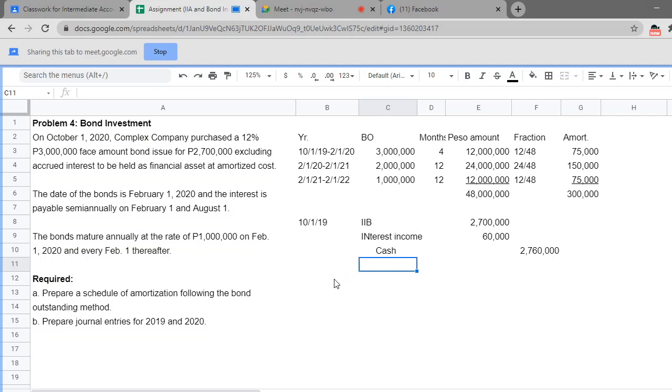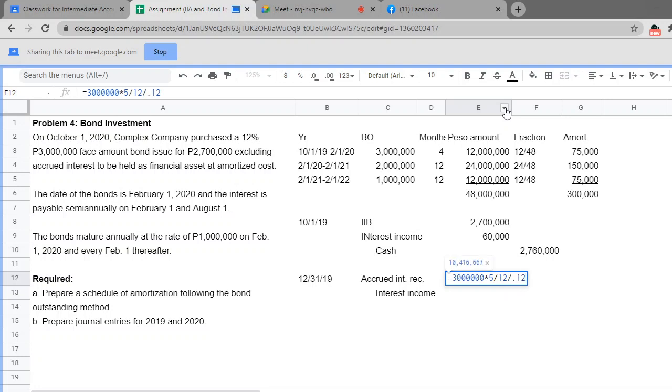the next thing is on 12/31. On 12/31/19, we're going to recognize the accrued interest receivable, debit, and credit interest income. How much is the accrued? That is 3 million times pila ka months ang nilabay. That's August, September, October, November, December. That is going to be 5 months over 12 times 0.12 times 5. That is 150,000.